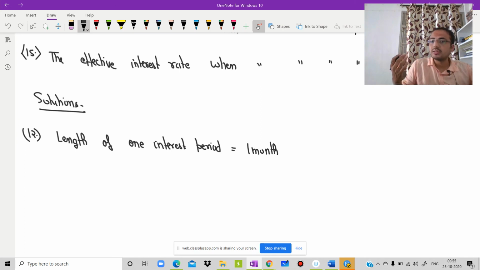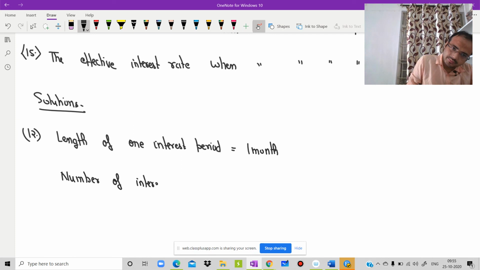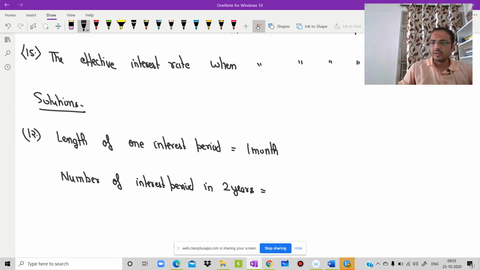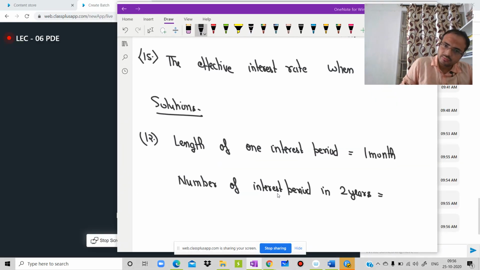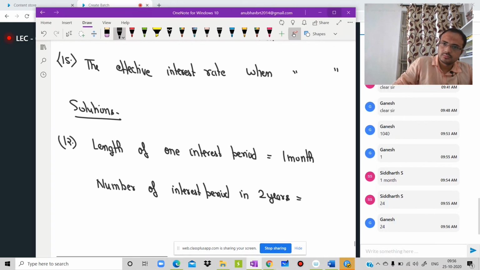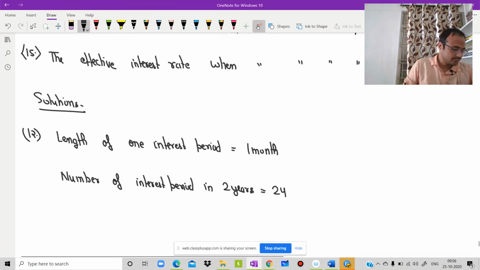But you need it after 2 years. So tell me the total number of interest periods in 2 years. Very good. That will be 24. Is it clear? P is given, 1000.